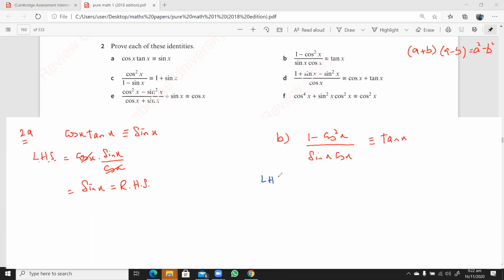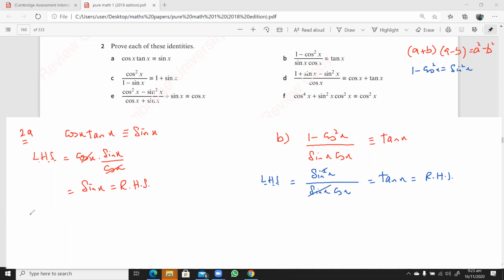So I start from the left hand side. Can I write it as... oh, that will be of no use. I think I should be changing this with sin square x. So this 1 minus cos square x can be changed with the sin square x. Yes. So this is sin square x over sin x cos x. One of the sines is cancelled, so you're left with sin x over cos x, which is going to be tan x, and that is your right hand side.